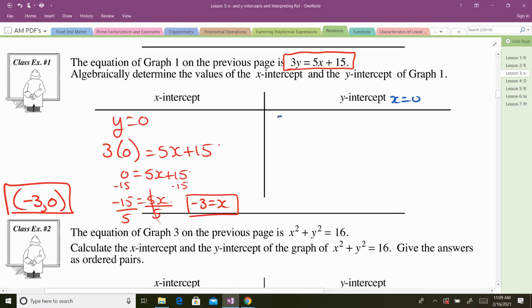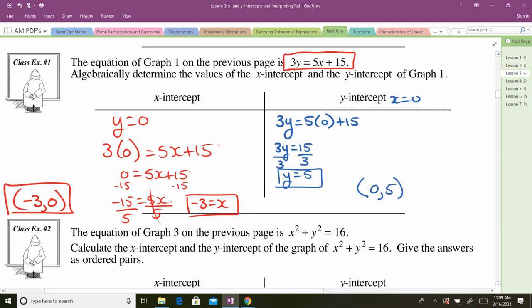In for the x. So I go 3y is equal to 5 times 0 plus 15. 5 times 0, 0. So that's all just gone. So I have 3y is equal to 15. How do I get y by itself? Divide by 3. So what's y equal? So as an ordered pair, you would write 0 and 5.